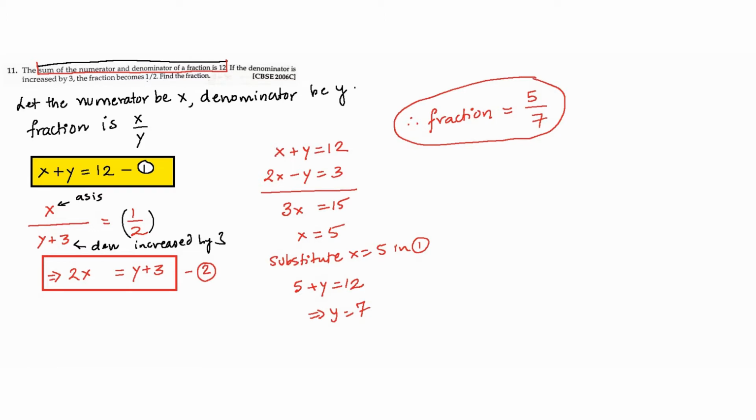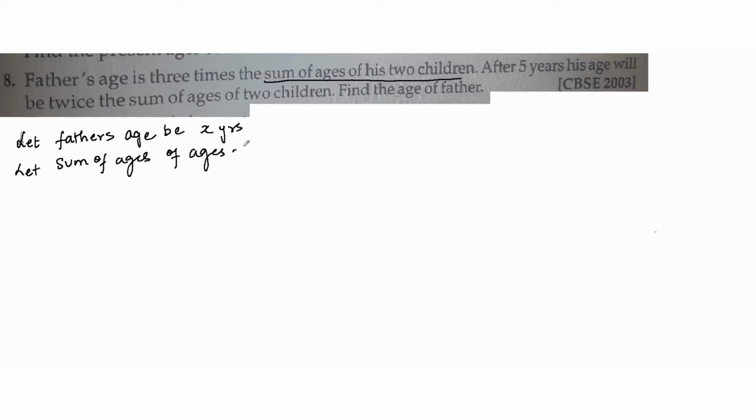Moving on to the next question. Father's age is 3 times the sum of the ages of his 2 children. So here father's age can be one variable. So let the father's age be x years, and let the sum of the ages of the 2 children be y years.